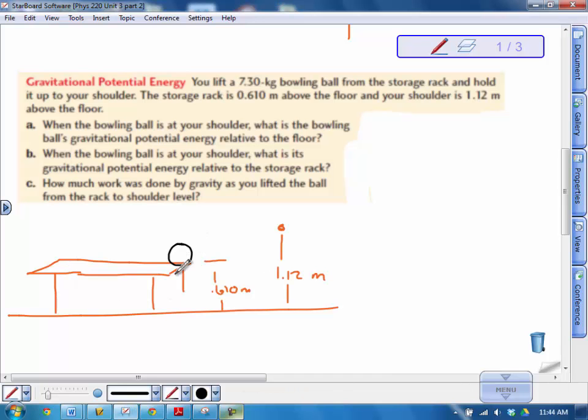So we're going to take this bowling ball off this table. It's currently at 0.610 meters on the table, and we're just going to lift it up to our shoulder height, which is 1.12 meters above the floor. Okay? And they told us to use the floor as our reference level, so we're going to use that as our zero gravitational potential energy.